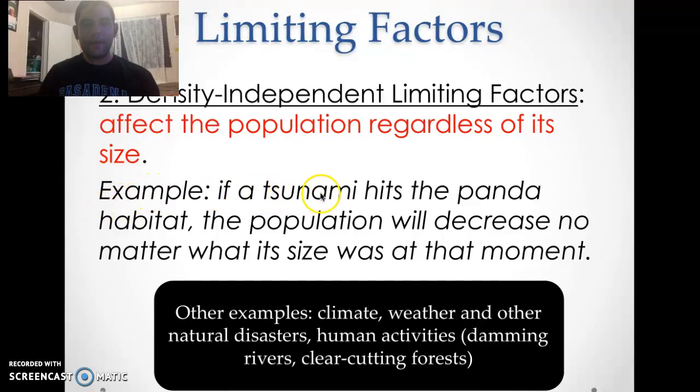Now, an example of that would be a tsunami. Let's say that a tsunami comes in and kills a large portion of the pandas that were in a specific population. Well, it doesn't matter if there were 20 pandas or 300 pandas before the tsunami comes in. You are more than guaranteed that a lot of the pandas are going to die off. So the density independent limiting factor just does not care about the size of the population.